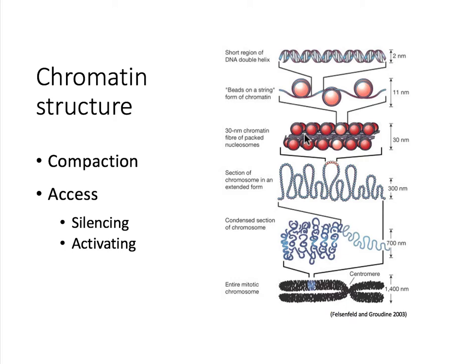Lastly, we have spoken a little bit about how some of this packaging is more condensed and thus inaccessible to transcription, and some of it is less condensed and accessible. But so far, we have not looked at higher order packaging, or how exactly all those chromosomes, 46 for humans, actually fit into the nucleus.